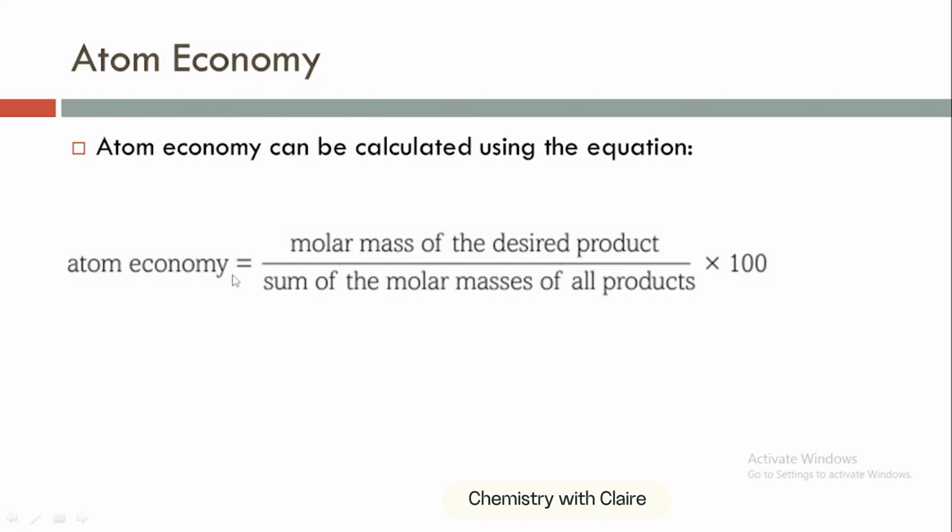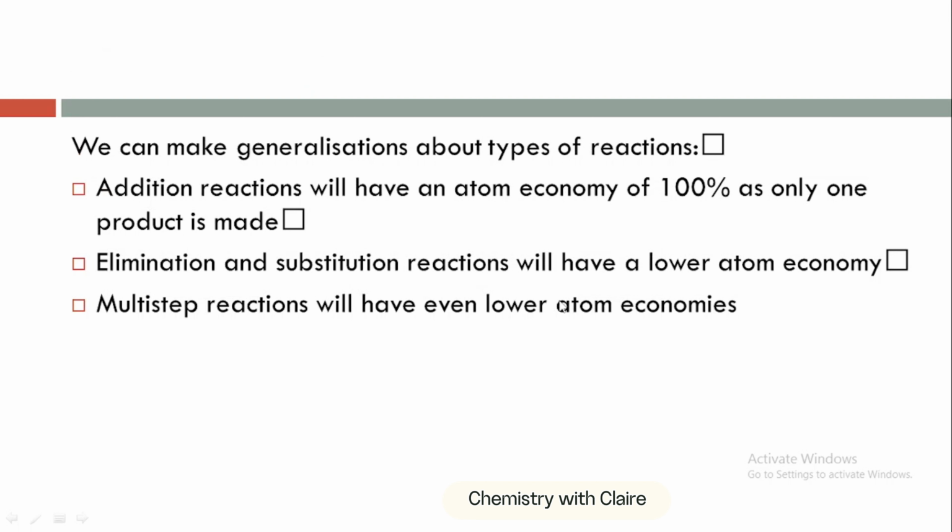So the formula of atom economy is stated here: molar mass of the desired product divided by sum of the molar masses of all the products times 100. So we can make a few generalizations about these reactions, that addition reactions, since they have only one product, will have 100% atom economy. Elimination and substitution reactions will have lower atom economy. Multi-step reactions will have even lower atom economies.